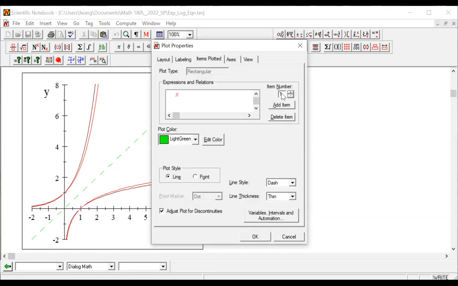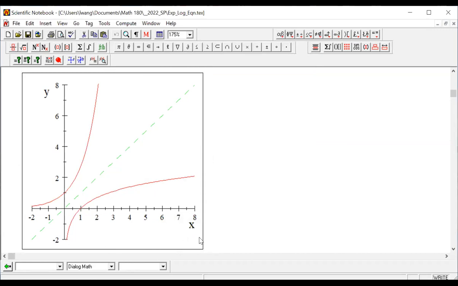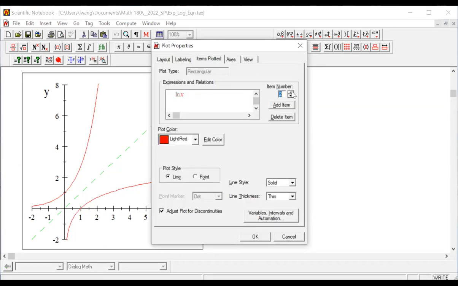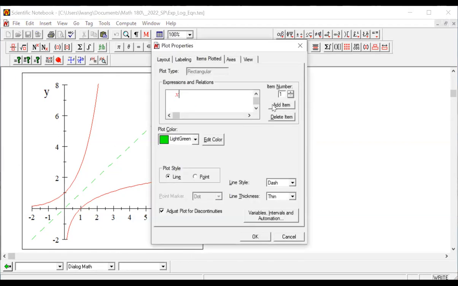The next one I'm going to remove is log base 3 of x and 3 to the power x. And the last one, of course, is e to the power x and ln x, which is the red one over here, and the next one is e to the power x. So these two are e to the power x and ln x. So let's put them back in.